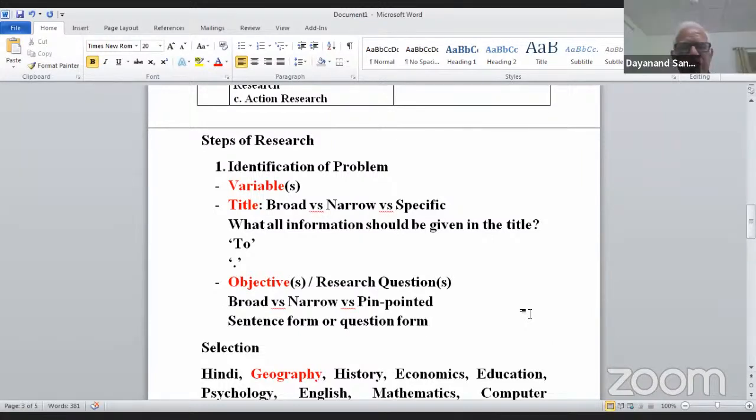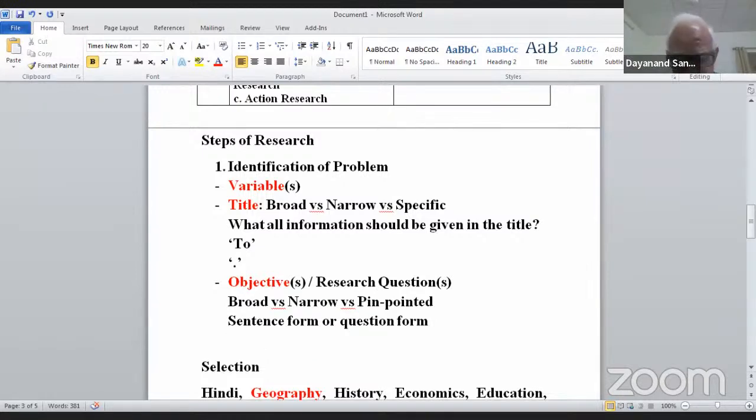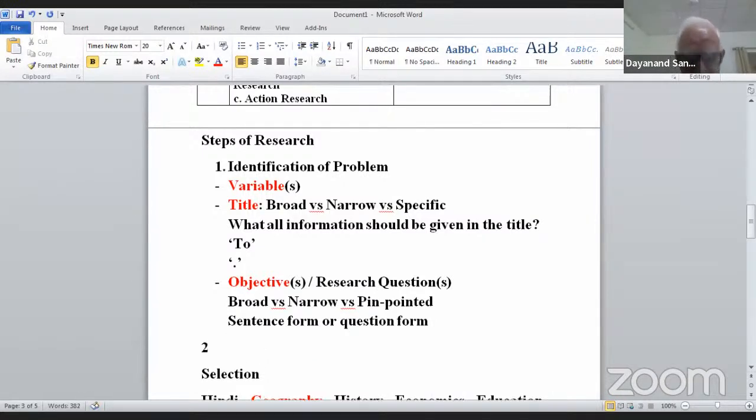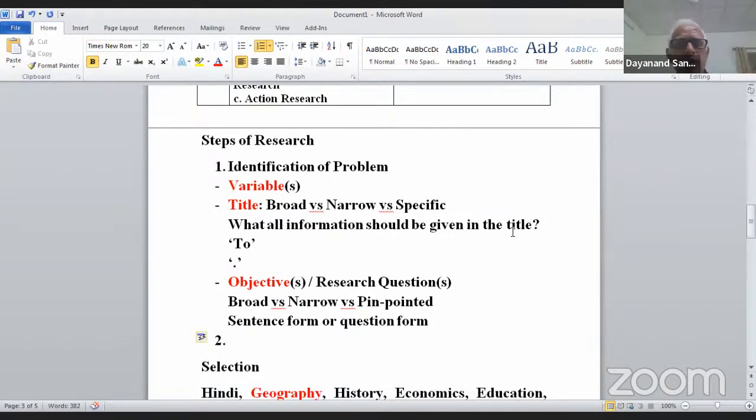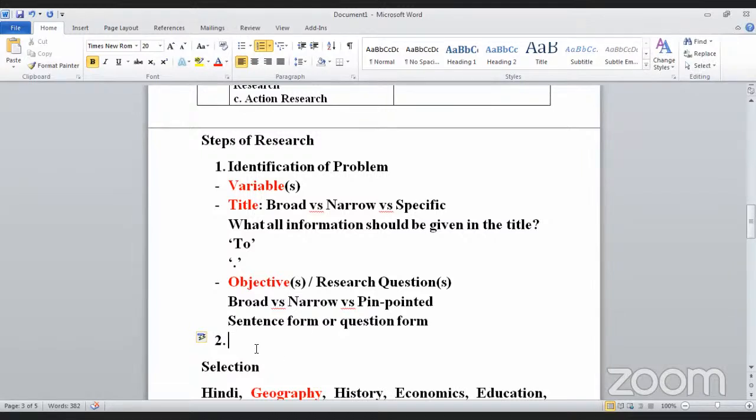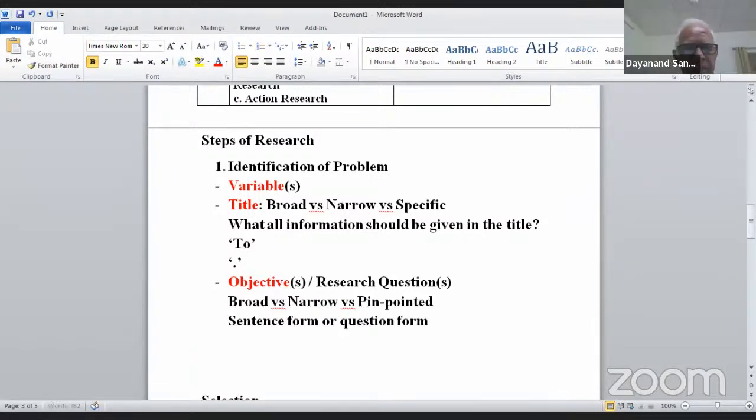Okay, so my dear friends, this is the first step, and in the first step, as a researcher, you must select the variable, then you should write the title, and then you should write the objective. Now you tell me, should I tell you all the steps, or should I talk about the variable first and then title and then objective? What do you want? Variables. Okay, let us start with variable.